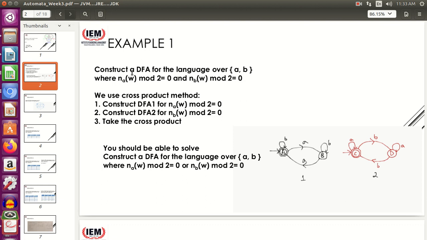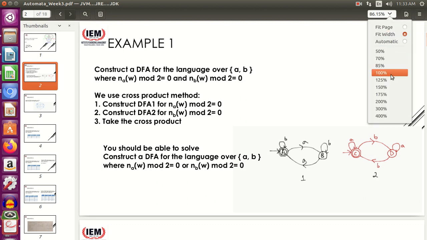To solve any problem of this kind where there is an AND relationship, that is, there are two criteria that are ANDed, we try to follow the cross product method. Now what is the cross product method? We first construct the DFA for this portion, then the DFA for this portion, and then we take the cross product of both the DFAs. So how? Let us see.